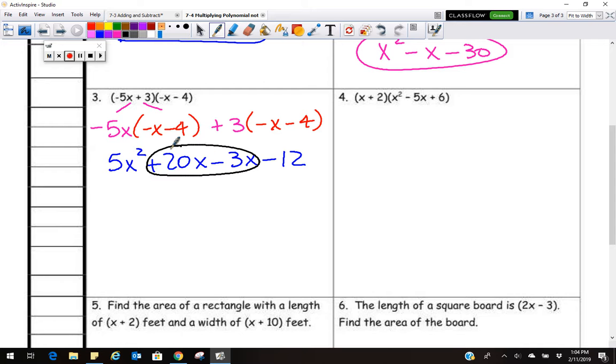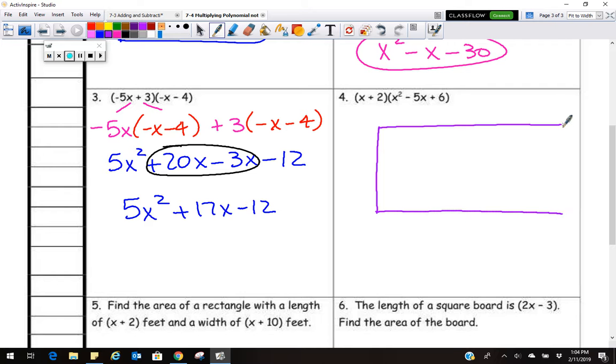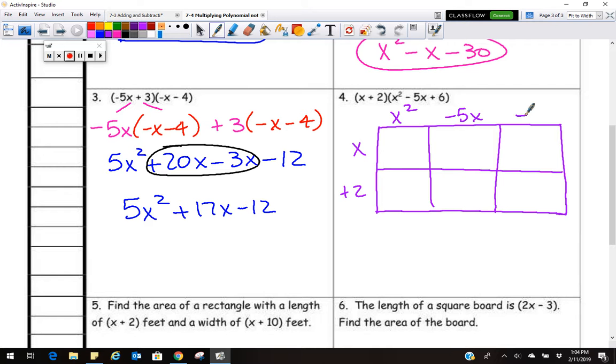Again, look in the middle. Got some like terms. 5x squared plus 17x minus 12. Number 4. We're going to do a box method again, and you may have noticed that this one's a little bit bigger. It's not a 2 by 2. It's a 2 by 3, but we can still use our box method. I'm going to put x plus 2 on the side, and then I'm going to put x squared minus 5x plus 6 on the top, and then I'm going to multiply.